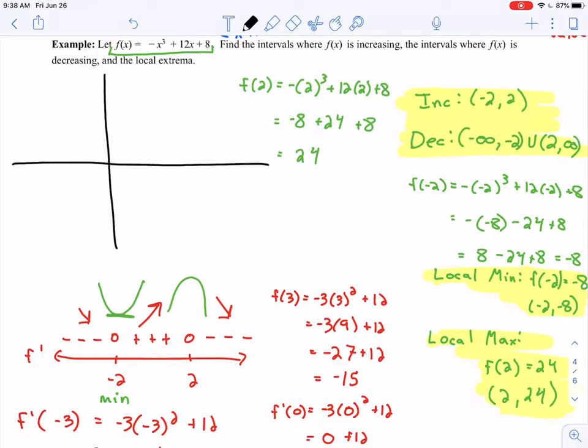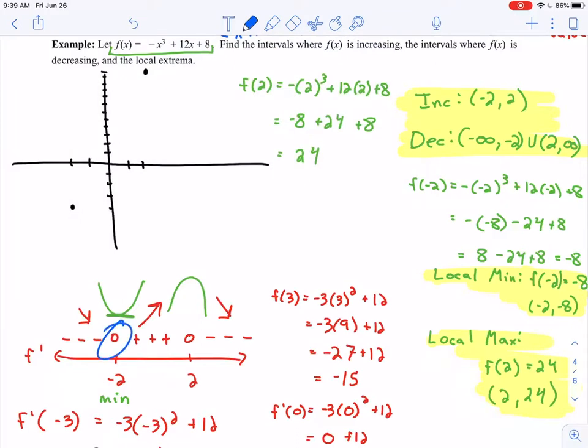When I construct my graph, I'm going to look at these points that I found, these local extreme values. So I have a point at negative 2, let's say 2, 4, 6, 8. I've got a point right here at negative 2, negative 8. And let's say 2, 4, 6, 8, 10, 12, 14, 16, 18, 20, 22, 24. Another point way up here. I always like to draw in what's going on exactly at those values, and then we can fill in the blanks later.